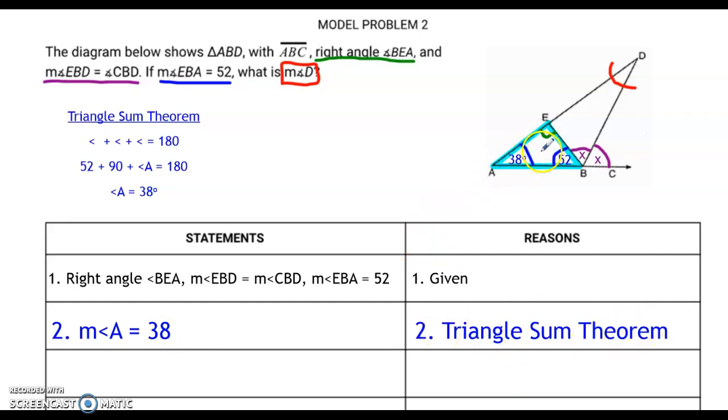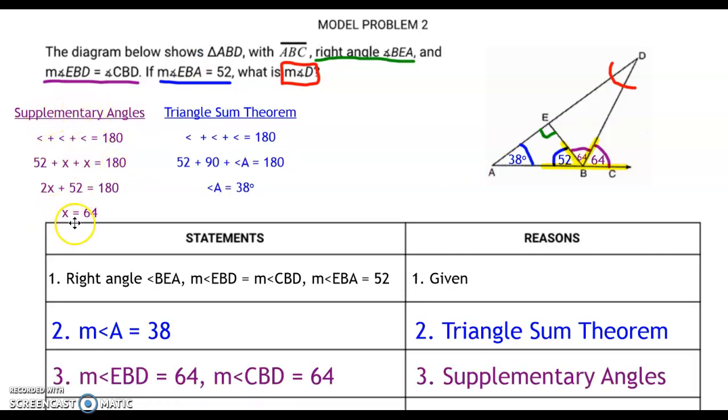Not bad. Now I could see that there's an easy way to find these two missing angles, which is by recognizing this straight line and the fact that that straight line is made up of 3 different angles. That's right, these 3 angles add together to equal 180 because of supplementary angles. So that's the next step I'm going to take. Okay, we used supplementary angles to find that x is equal to 64, and then we were able to identify not only is this angle 64, but this angle is also 64. So on the same line, I found out that EBD is 64 and CBD is also 64 based on that one concept of supplementary angles, so my reason is supplementary angles.